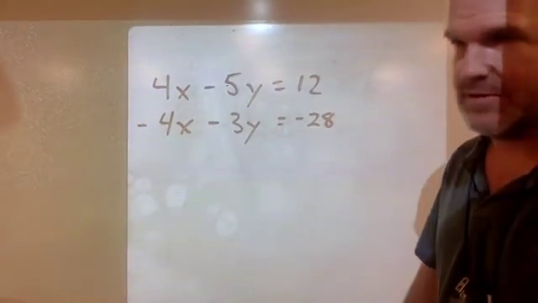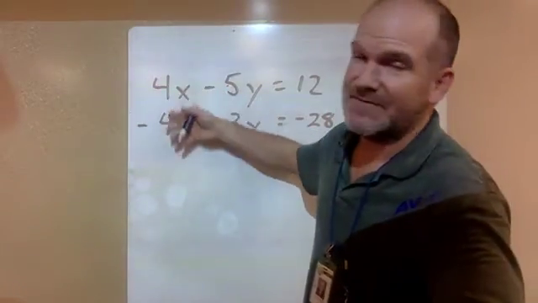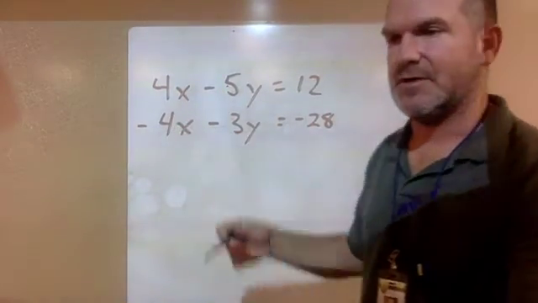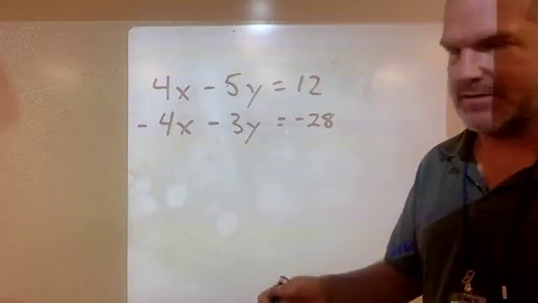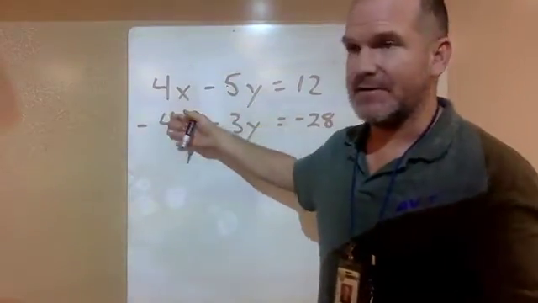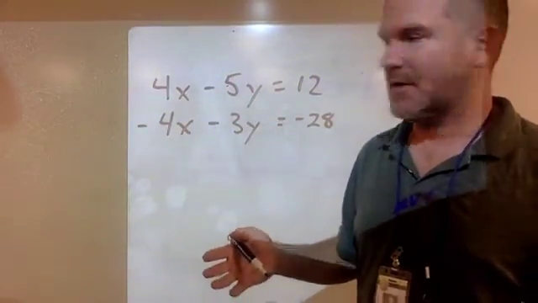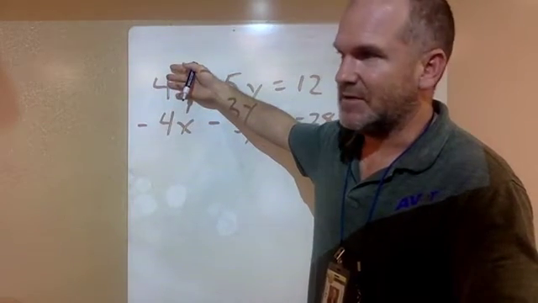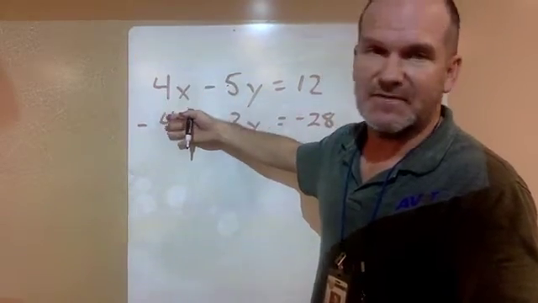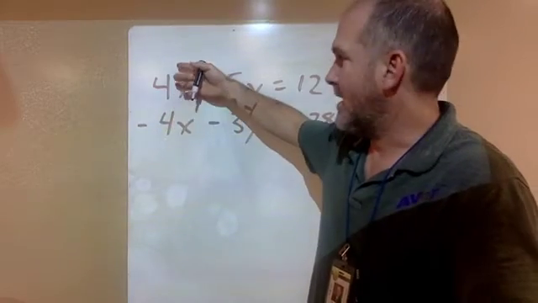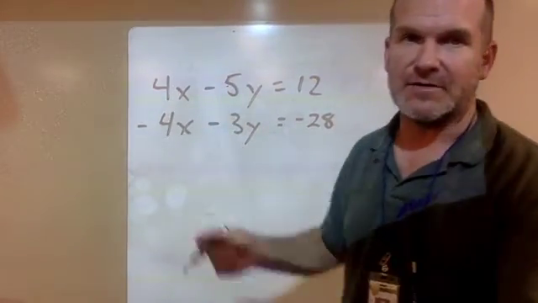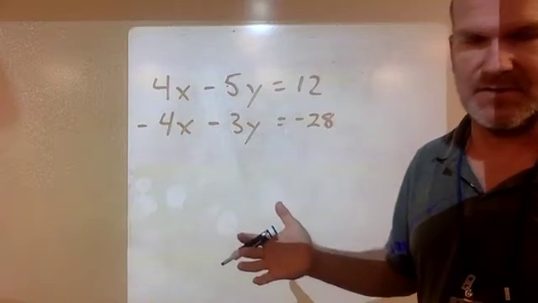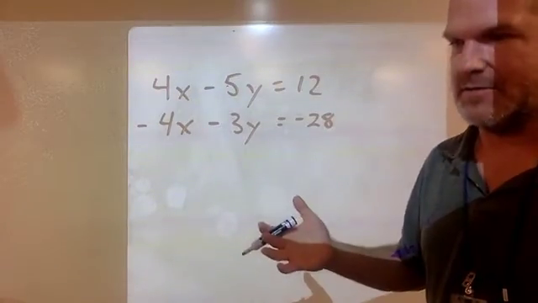4 minus 4 is 0. If they're the same but different signs, then you can add the equations together. A 4 plus a negative 4, that cancels out to 0. If you think of numbers as money, positive being money you have and negative being money you owe, if you have $4 and you owe $4, that's a wash. It's basically like you have no money. They cancel each other out.